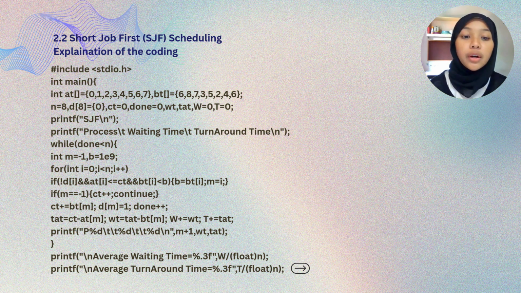Waiting time and turnaround time are calculated after each process finishes. Compared to first come first serve, shortest job first usually gives a lower average waiting time, but it is more complex to implement.